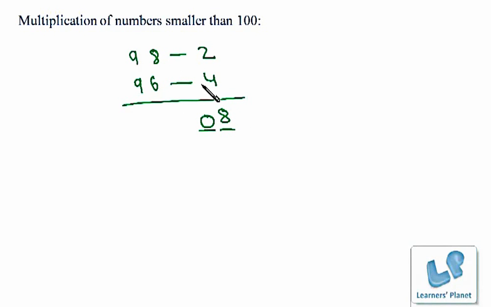Now we have to follow the same process of cross subtraction. So 98 minus 4 is 94. So the multiplication of 98 and 96 is 9408.